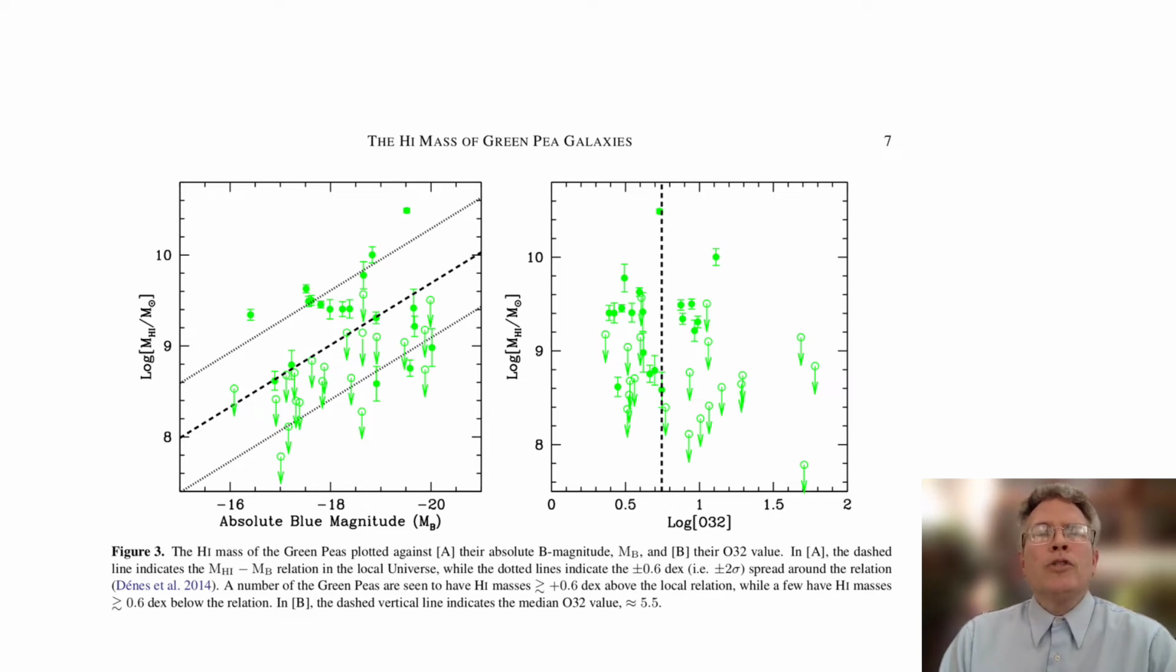And once you get above 10, we pretty much only have upper limits in the green pea sample for the H1 mass. So it seems like the most extreme green pea galaxies, as measured by O3/O2, are the ones that are deficient in gas. And that's interesting because from other studies by Jaskot and others in the field, we also know that O3/O2 tends to correlate with Lyman continuum escape and with other indicators of generally extreme green pea conditions, if you will.